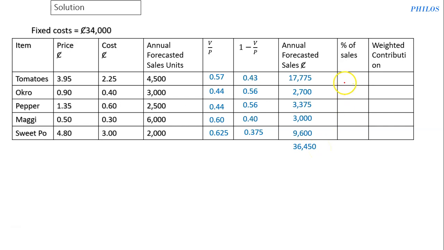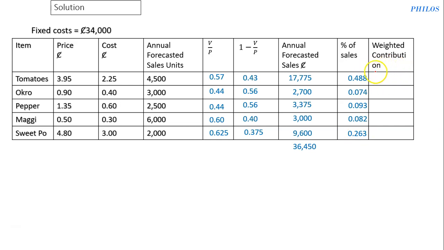So 17,775 divided by 36,450 will give you 0.488 in 3 decimal places. Okay. Then 2,700 divided by 36,450 will give you 0.074 in 3 decimal places also. So you do that throughout. Okay. And the last one is 9,600 divided by 36,450. And that is 0.263. Then after that we find a weighted contribution.